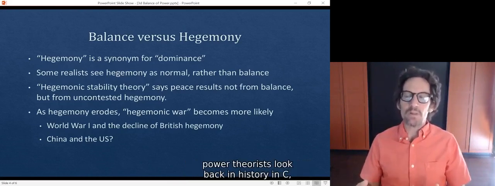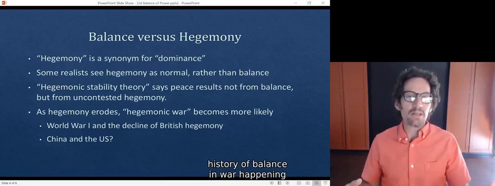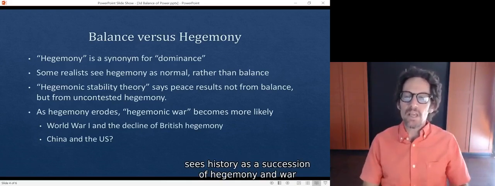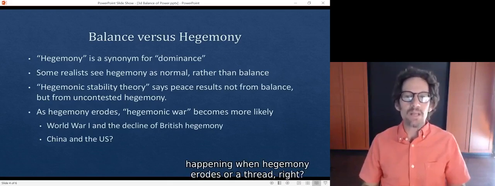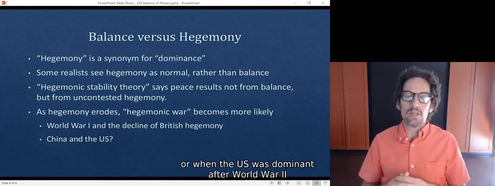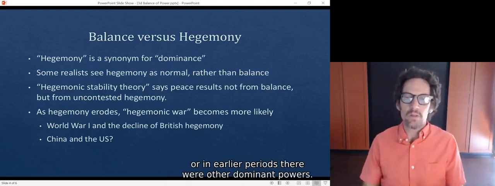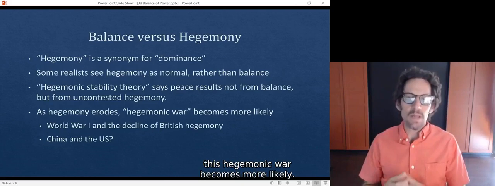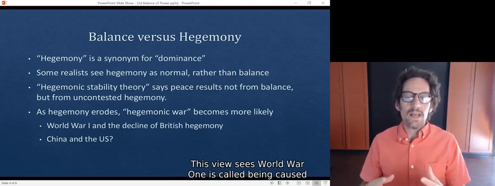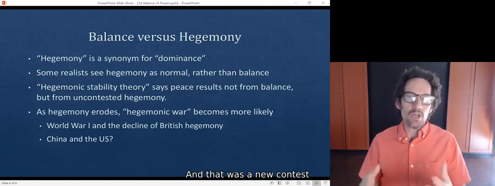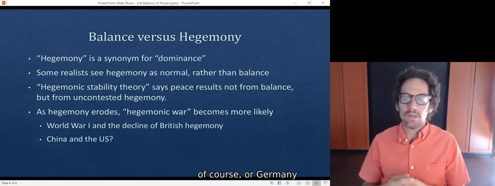So whereas balance of power theorists look back at history and see a history of balance, with war happening when the balance gets threatened or disrupted, hegemonic stability theory, as it's called, sees history as a succession of hegemonies and war happening when hegemony erodes or is threatened. Right? So in hegemonic stability theory, we had peace when the British were dominant in the 19th century, or when the US was dominant after World War II, or in earlier periods there were other dominant powers. So in this perspective, as hegemony erodes, hegemonic war becomes more likely. This view sees World War I as being caused by the rise of Germany and the fact that that threatened British hegemony. And that was a new contest for hegemony, which Britain won, of course, or Germany certainly lost.